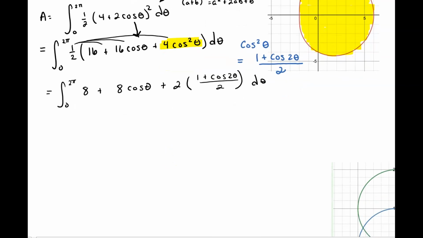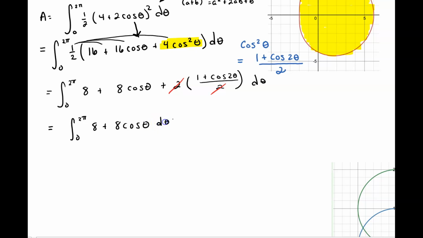So what I'm going to do next is I'm going to see that this 2 ends up crossing out with the 1/2. And I'm going to clean this up just a little bit, okay? I'm going to clean it up just a little bit so that I have the integral, and I'm going to create 2 separate integrals just because I'm going to do a u substitution real quick. All right, and then I'll bring it all back together.